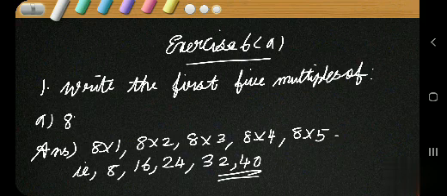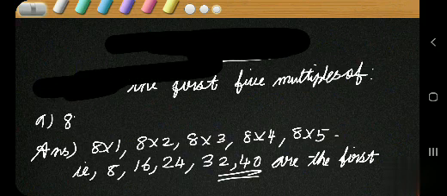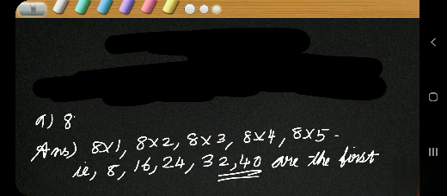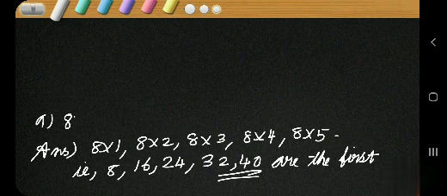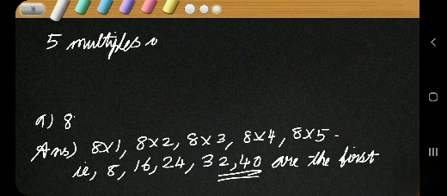These are the first five multiples of 8. Isn't it? Very easy, no? Yes. Okay, have you understood? Yes, now let's try to do B.